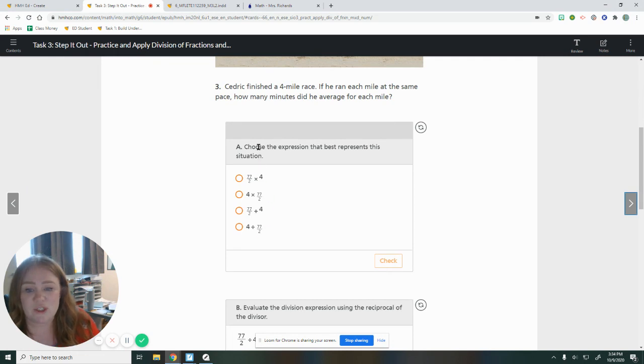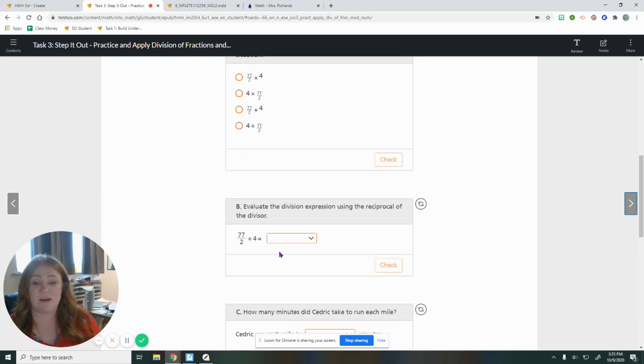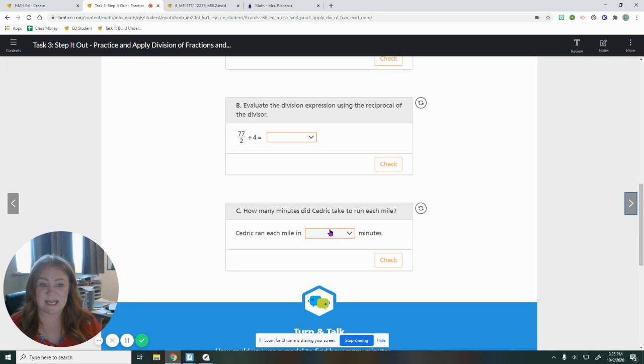So first we're going to choose the problem that represents the situation to divide. So we know what did we have, what was our total, divided by how many miles. Then you're going to evaluate, not calculate, those are very different words, the division expression using the reciprocal. So after we know our division problem, then we have to flip it and use the reciprocal, copy, dot, flop. That first dividend stays the same.